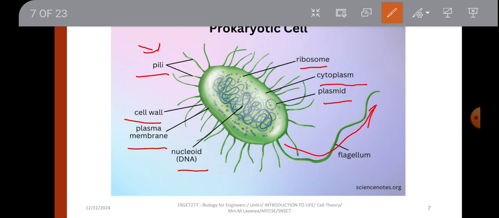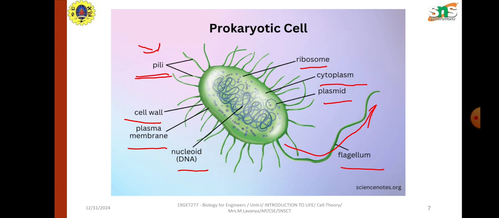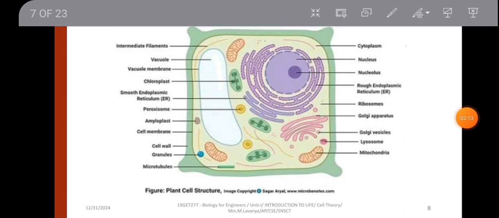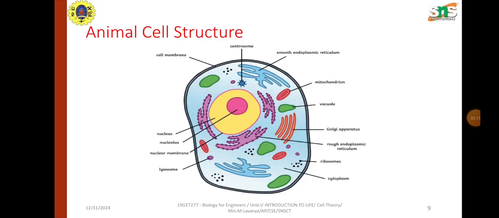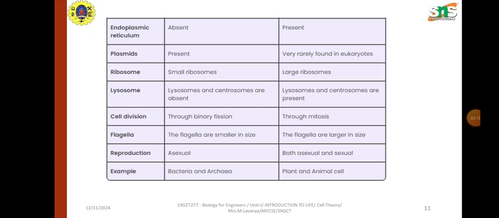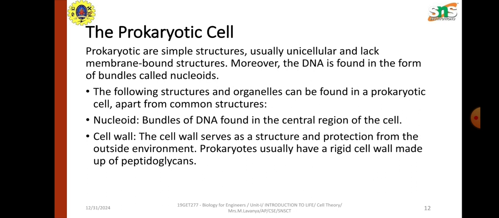The longer tail is known as flagellum, which is used for the movement of that prokaryotic cell, and the shorter tail-like structure on the outer surface of the cell is known as pili. Okay, this is the cell structure of prokaryotic cell. Let us see the definition of prokaryotic cells, and further let's go for eukaryotic cell.